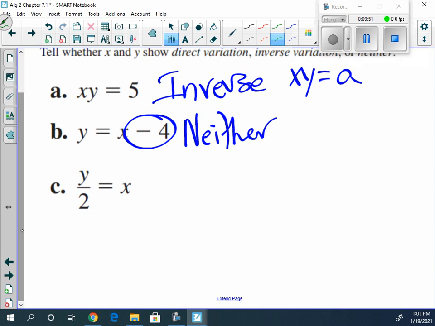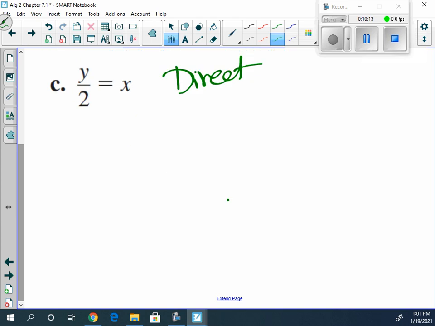Letter C. What do we think here? y divided by 2 is equal to x. I would agree that this is direct. Now this is a little bit harder to see because we have y over 2 is equal to x, yes? The two ways that we've seen are y is equal to a times x, and y over x is equal to a, yes? Here I have y and 2 connected together, so that seems a little weird.